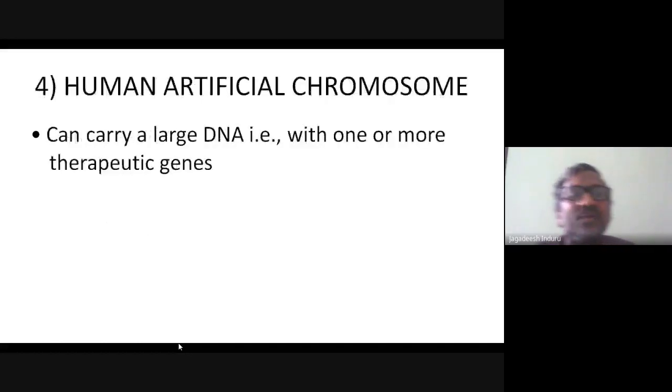So the fourth one is the human artificial chromosome. This can carry a large chromosome with one or more therapeutic genes which we want to make specific. Most of the time it will be such a segment in the large DNA, with specific functions. So we can use that in production systems also. Most of the time we want to make human-specific enzymes. In that case, the genetic material is simulated exactly to the human being.